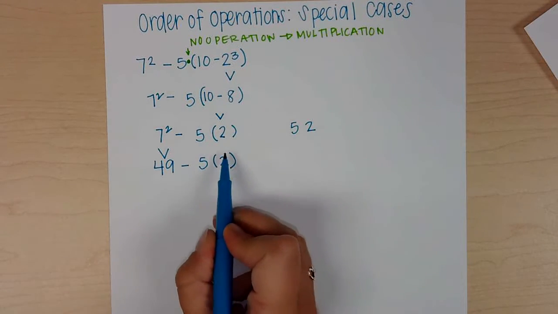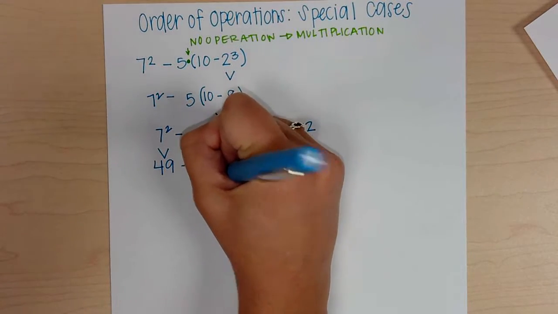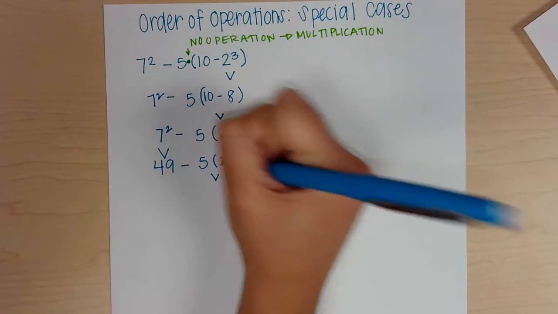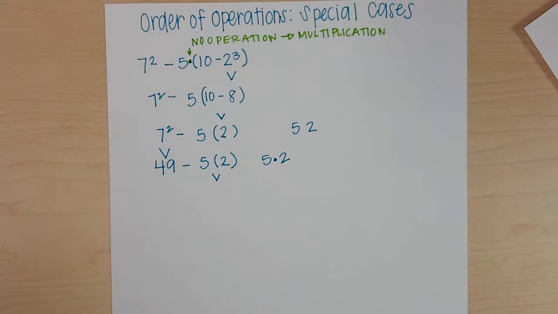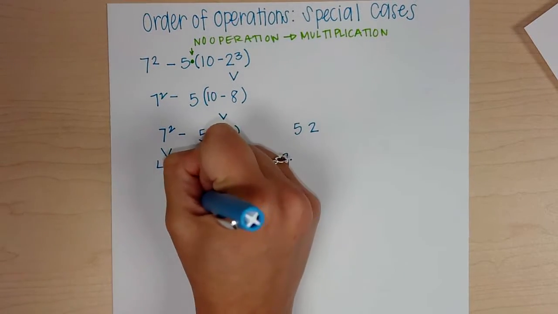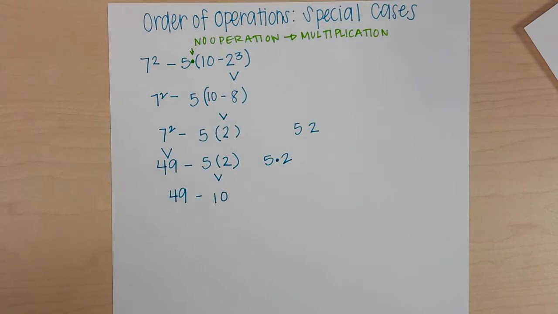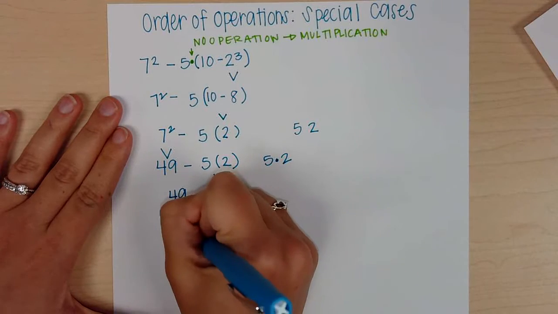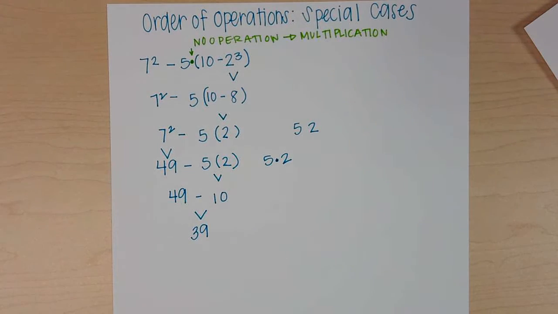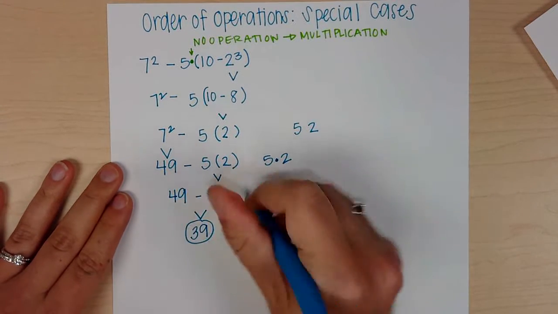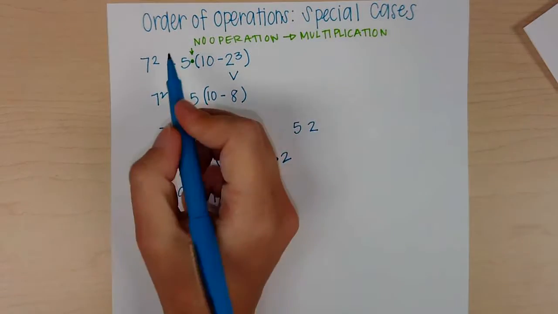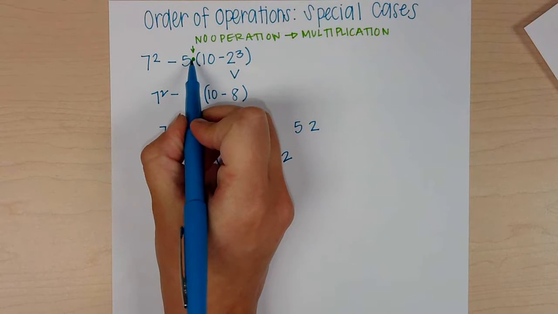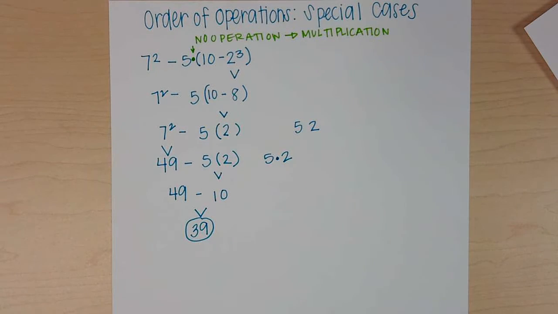So now I multiply these. 5 times 2, just like I would say 5 times 2. 5 times 2 is 10. Bring everything else down. 49 minus 10 leaves me with 39. So the value of this expression is 39. So once again, when we see a number next to a parentheses with no operation in between, we will multiply. That's our first special case.